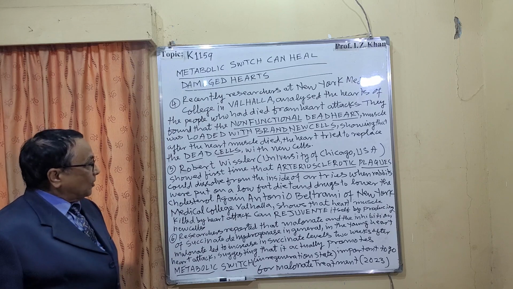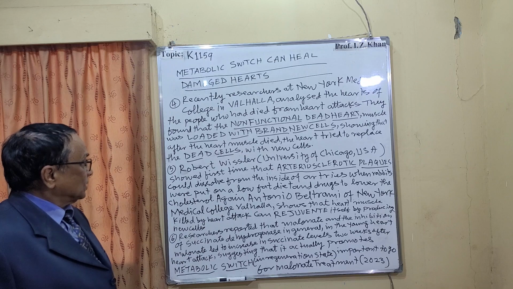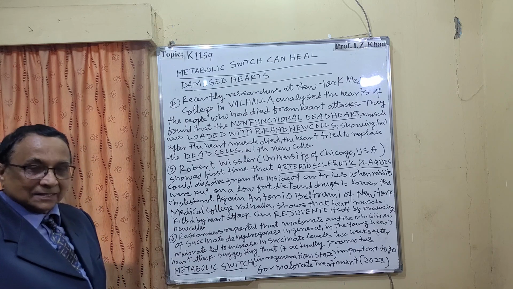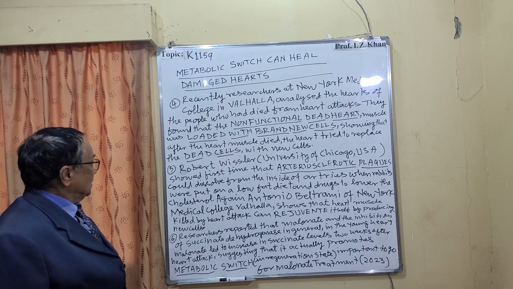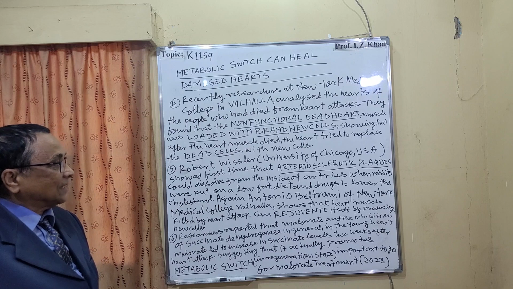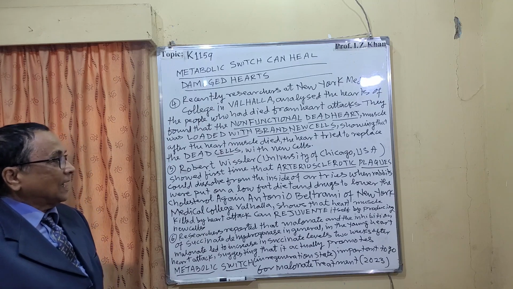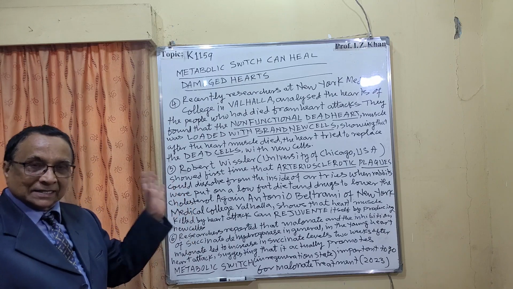Number 5, Robert Whistler, University of Chicago, USA, showed for the first time that atherosclerotic plaques, meaning blockage of the arteries, could dissolve from inside arteries when rabbits were put on a low-fat diet and drugs to lower the cholesterol. That I have already discussed at length.